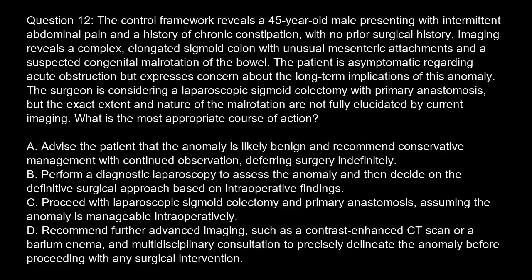Question 12. The control framework reveals a 45-year-old male presenting with intermittent abdominal pain and a history of chronic constipation, with no prior surgical history. Imaging reveals a complex elongated sigmoid colon with unusual mesenteric attachments and a suspected congenital malrotation of the bowel. The patient is asymptomatic regarding acute obstruction, but expresses concern about the long-term implications of this anomaly.